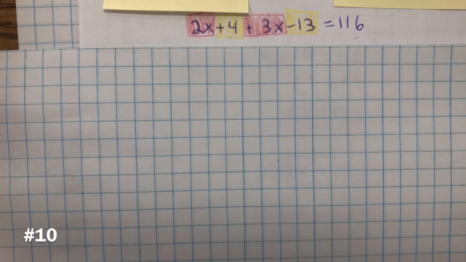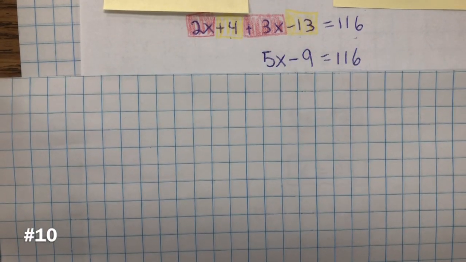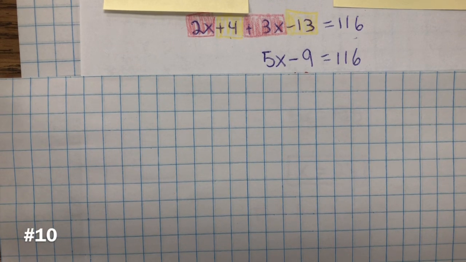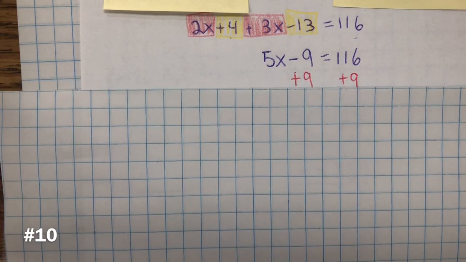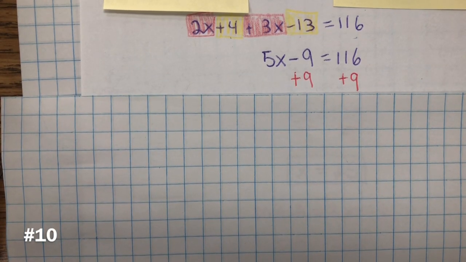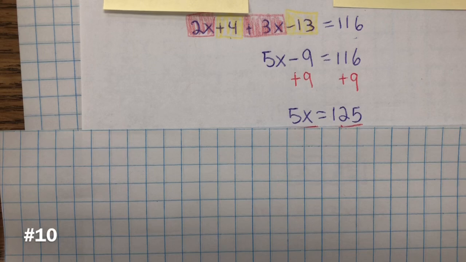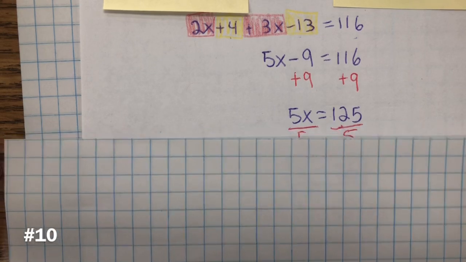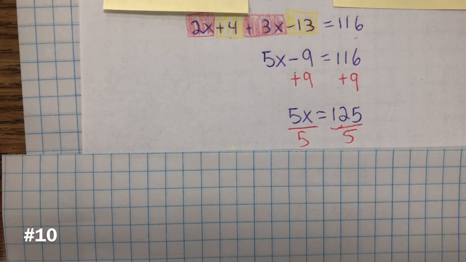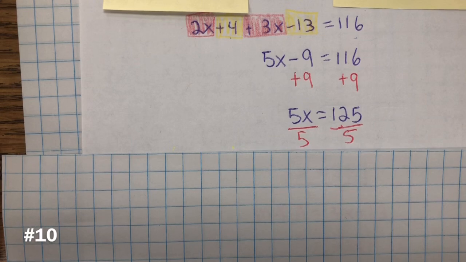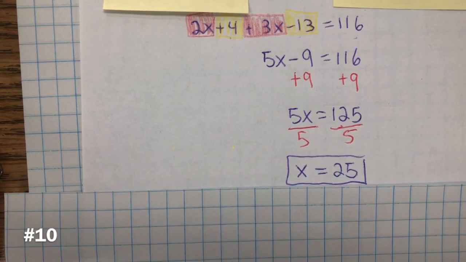Now I'm going to combine like terms. 2x plus 3x is 5x. 4 minus 13 is negative 9. I have more negatives than positives. Now I'm going to add 9 to both sides. Inverse property of subtraction is addition. Created a zero pair. 116 plus 9 equals 125. Now I'm going to divide both sides by 5. Created the big 1. And 125 divided by 5 is going to equal 25.